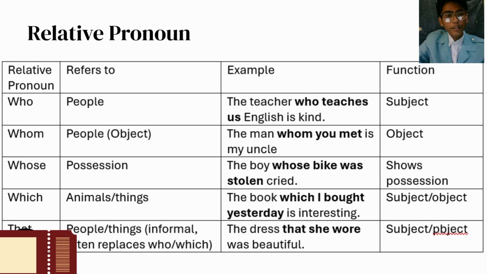And the last we have that. Okay, we can use this for people or things, and of course it can act as a subject or an object. But this is the informal version of who or which, so it will be better for you to use who or which instead of that. For example, the dress that she wore was beautiful. We can replace the noun dress with people.